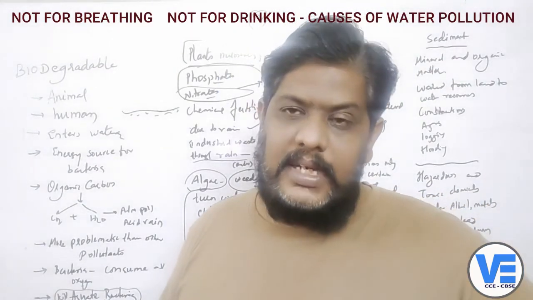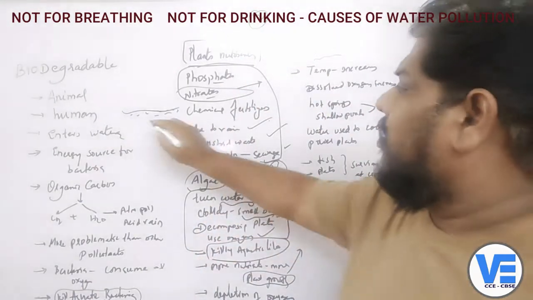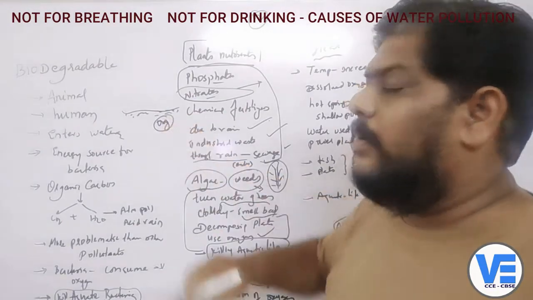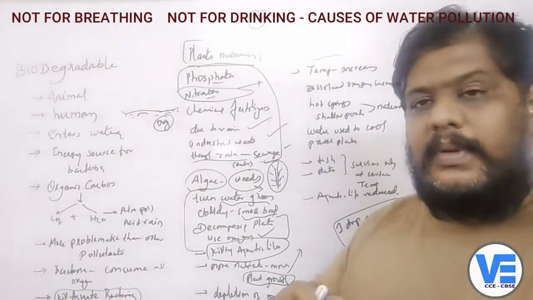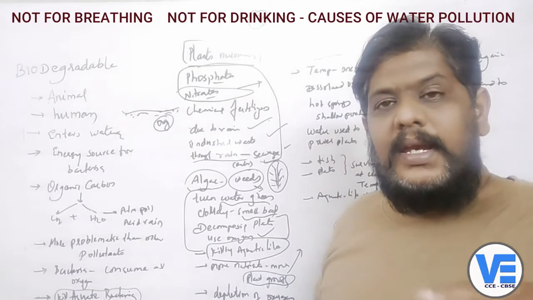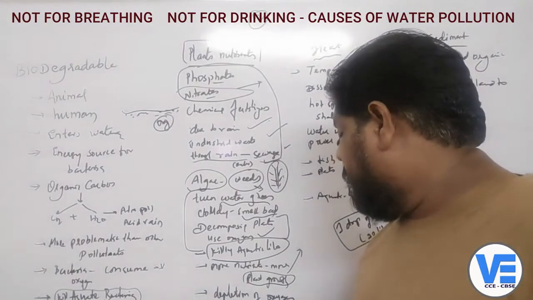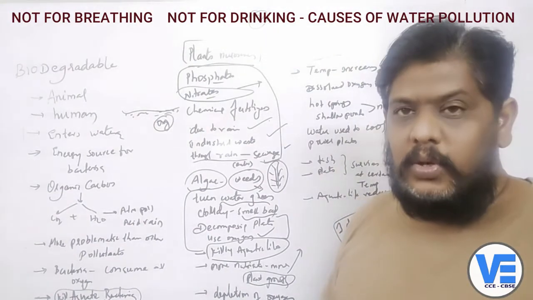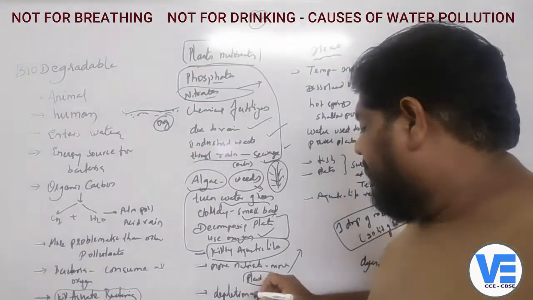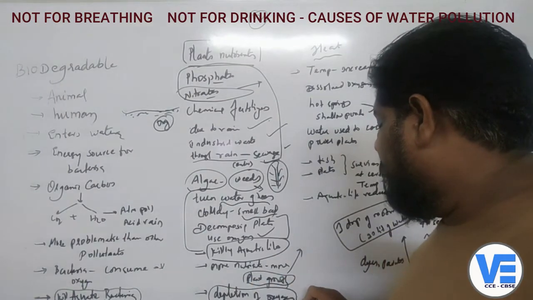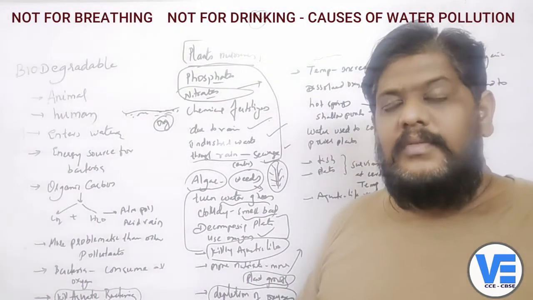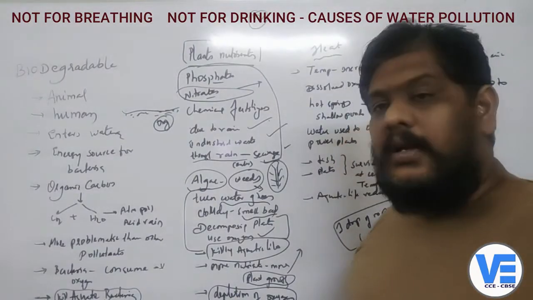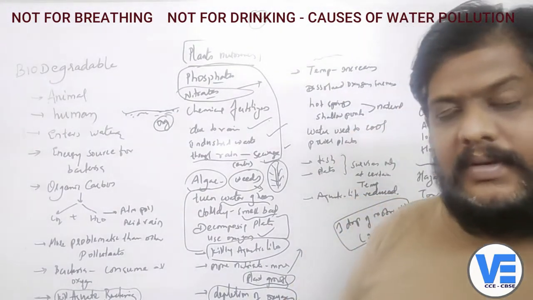That means oxygen levels will decrease, because all this algae, which is now increased, will take the oxygen. When the oxygen is completely taken out, there will be a decrease in the oxygen. So we call it a depletion of oxygen, and this stage is called eutrophication. What is eutrophication? When the levels of oxygen decrease, when there is a depletion of oxygen in the water, we call it eutrophication.